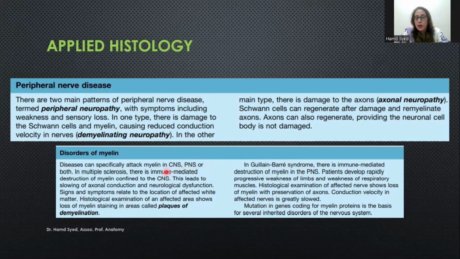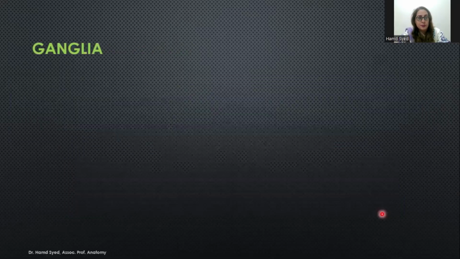So the symptoms depend upon the nerve fibers which have been involved, and that leads to neurological dysfunction. In case of GB syndrome, there is a progressive weakness of limbs and weakness of respiratory muscles. And gene mutation also, remember, has a role to play in certain diseases, those which are the inherited disorders of the nervous system.